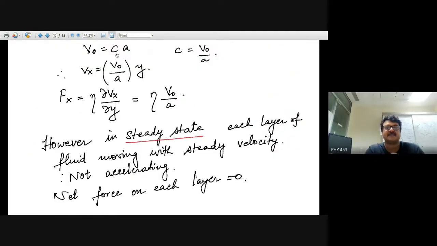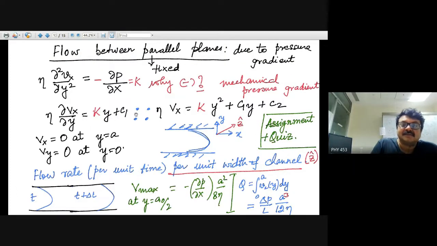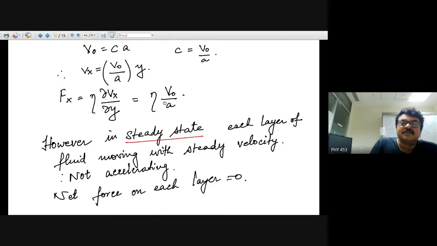And you can easily get that C equal to V0 by A. So Vx equal to V0 by A, which is the velocity gradient essentially, into Y, right? What would be the force? Force is eta del Vx del Y. So you have to apply eta into V0 by A, because that's constant throughout the flow, to move the top wall or keep moving it.